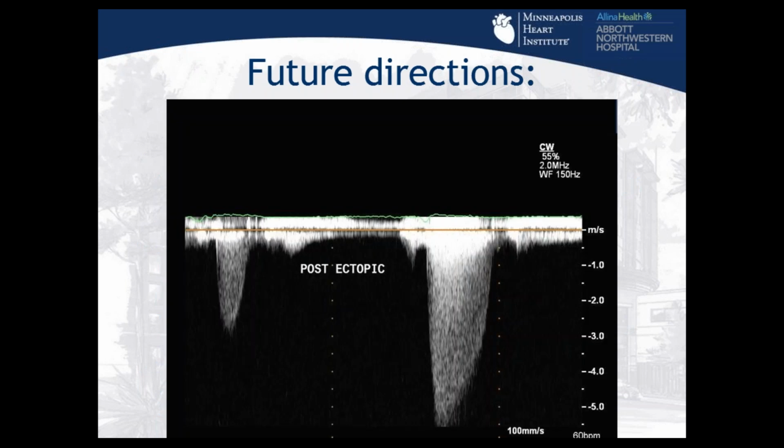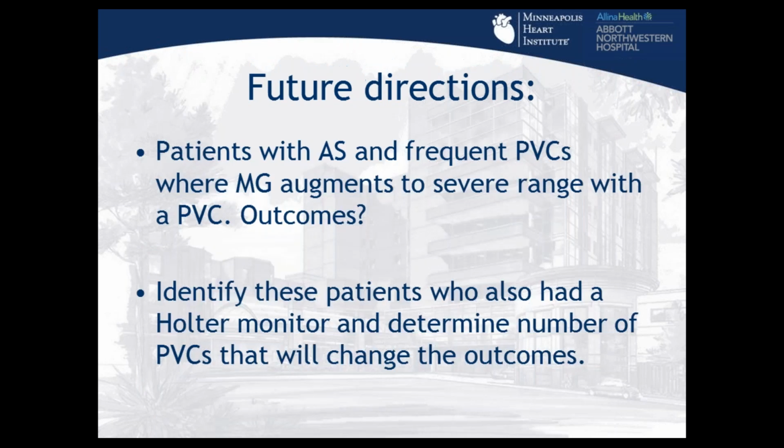Another interesting topic we see is somebody like this. Somebody has a PVC, and their mean gradient goes to like 45, 50. What do we call these patients? What we do now is we average these two, and we call it somewhere in the middle. But is that correct? We just don't know that. So what we're doing is actually putting Holter monitors on these patients to see how many PVCs they have.